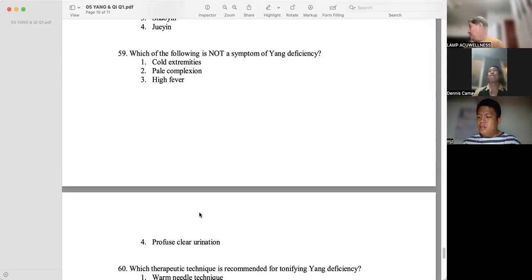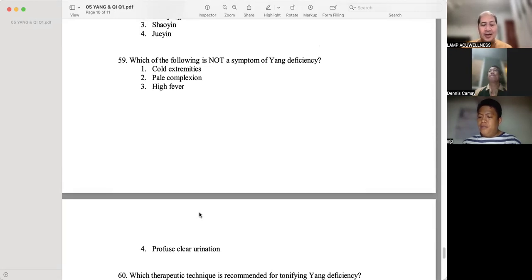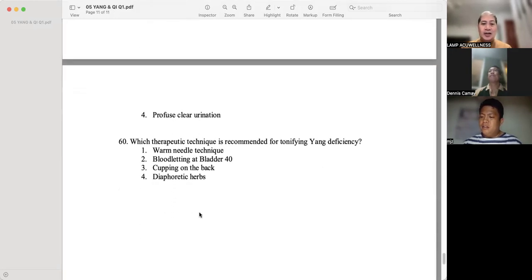High fever? Yes. Which therapeutic technique is recommended for tonifying yang deficiency? Warm needle technique. Yes.